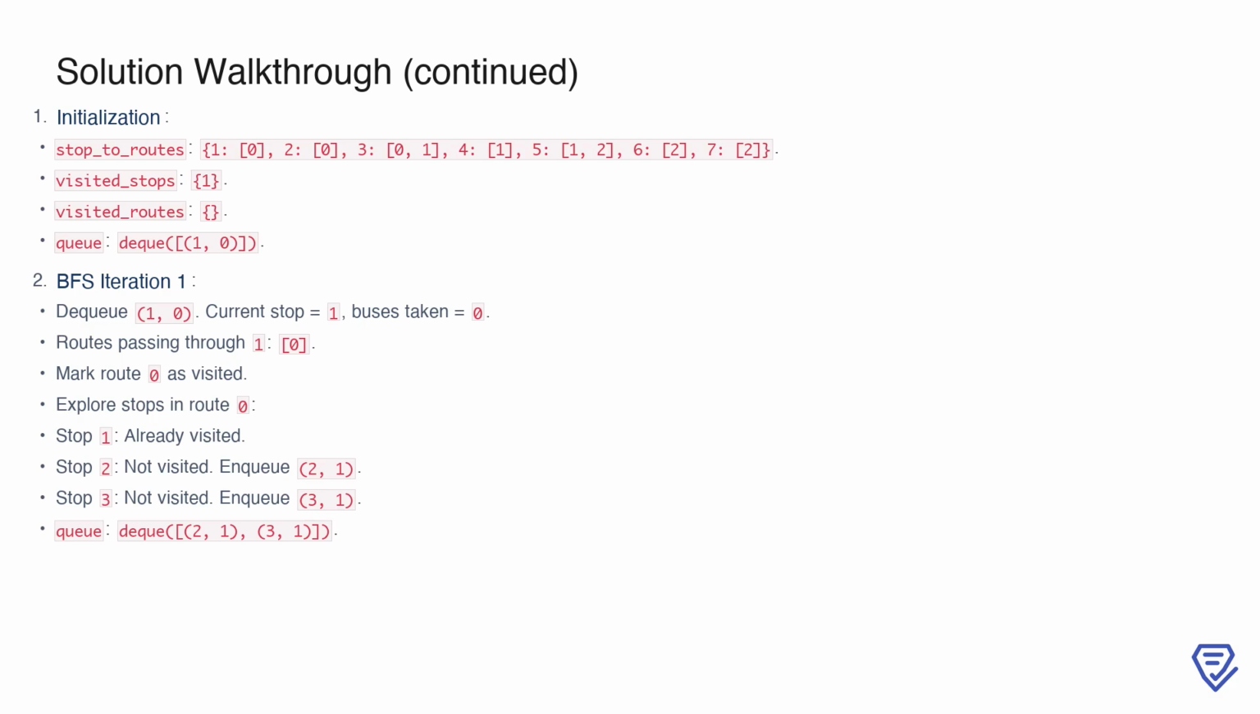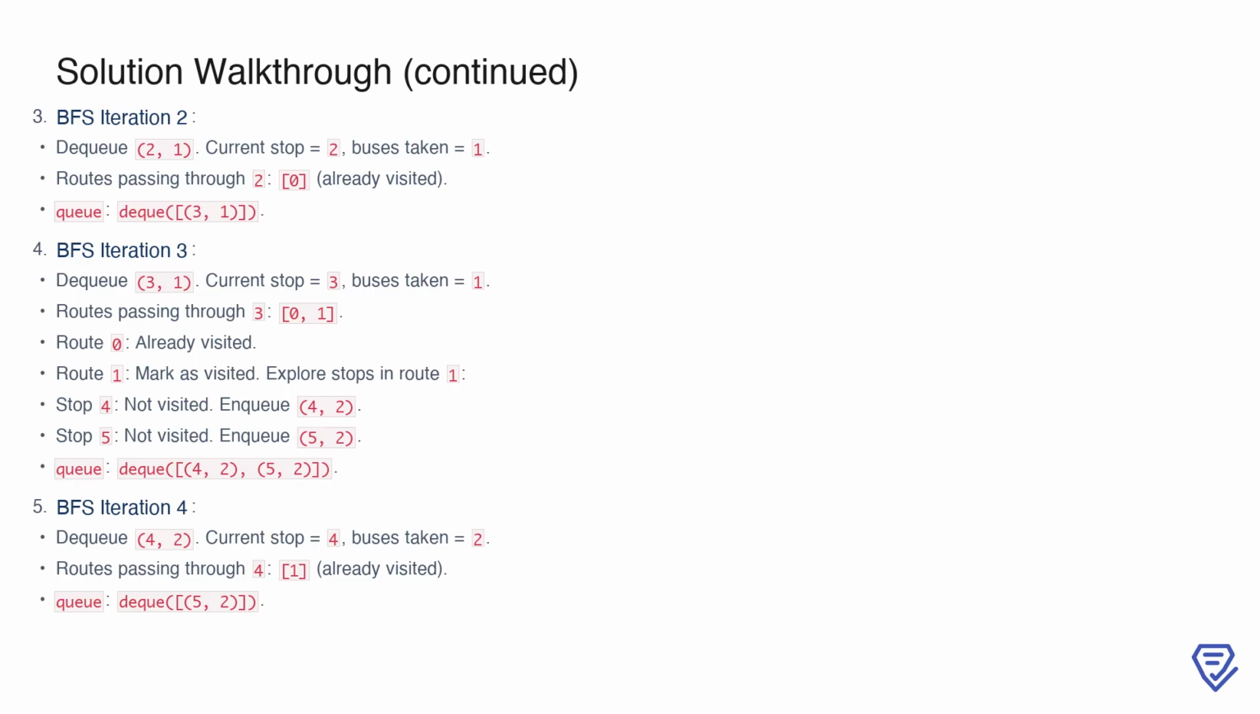In the first BFS iteration, we dequeue stop 1 and examine all routes passing through it. Only route 0 applies, so we mark it as visited and explore its stops. Stops 2 and 3 are unvisited, so we enqueue both with a bus count of 1. The queue now contains stops 2 and 3, each reached using one bus. Next, we process stop 2, where one bus has been taken to reach it. The only route passing through stop 2 is route 0, which has already been visited, so we move on.